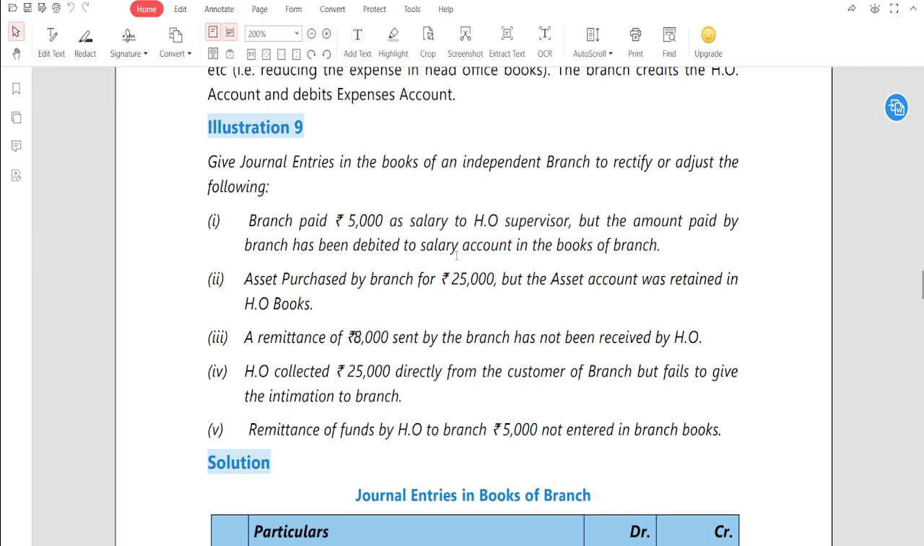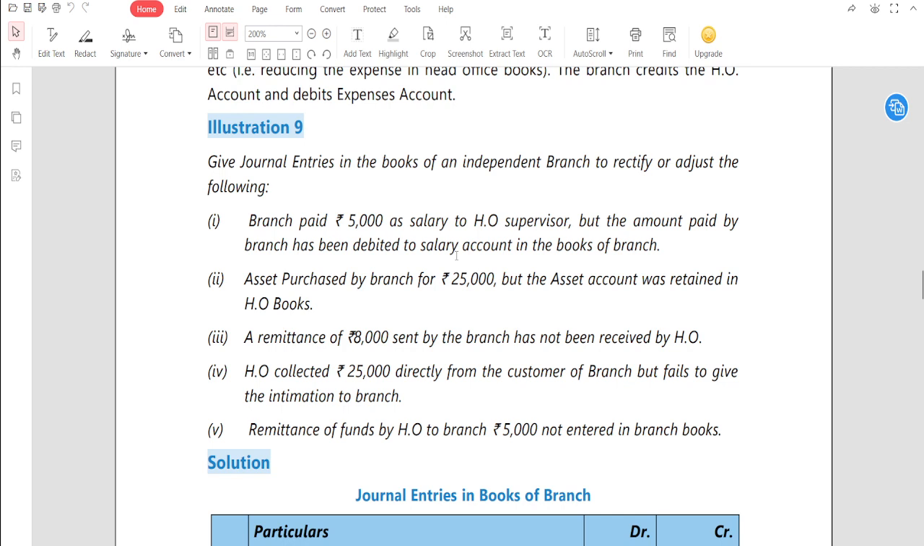Branch paid 5,000 as salary to HO supervisor. So what is the journal we need to make? Definitely HO account debit to cash. We cannot debit the salary account because it is not our supervisor. If branch debits the salary account, it's totally wrong because the supervisor is of the HO. But ठीक है, कोई बात नहीं. If we pay it, we are going to show that we paid cash to the HO.